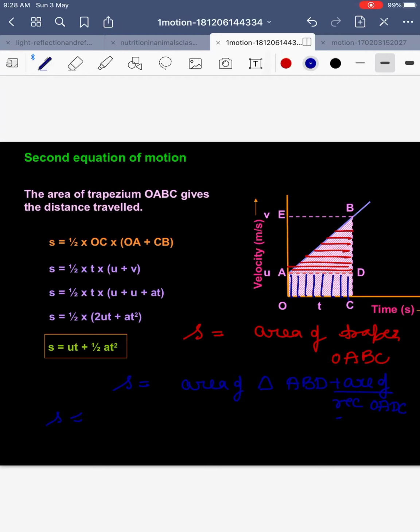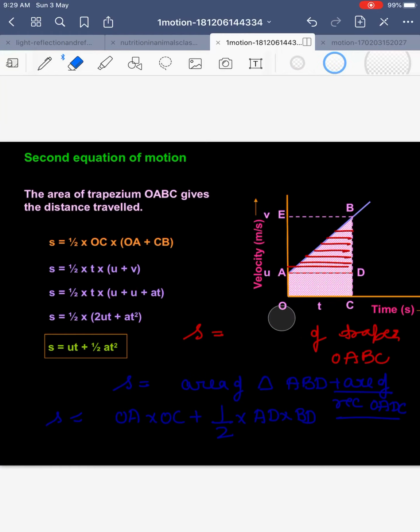Now what is area of rectangle? That is length into breadth, so that will be OA into OC. What is area of triangle? Half base into height, so it will be half AD into BD. This is the rectangle, so its area will be OA into OC. And if we talk about the triangle now, triangle is half base AD into height, that is BD. That is what I have written here.